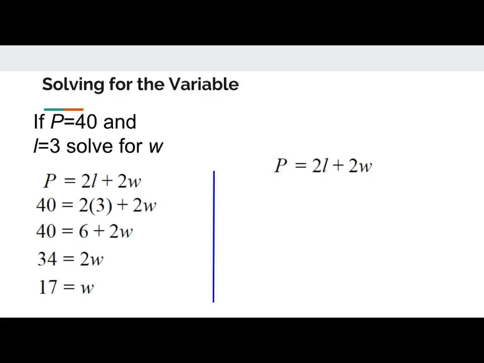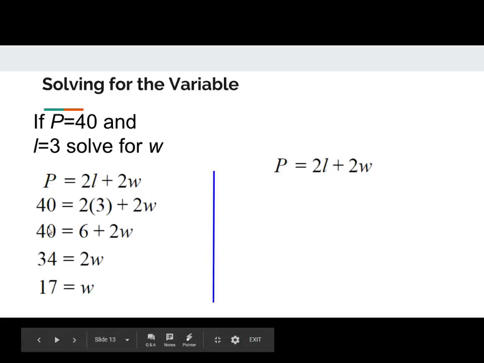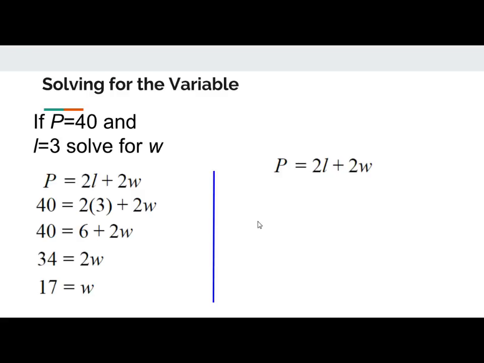So what we're trying to do is get W by itself so we don't have to solve it every time. I'll show you what I mean. We're going to do the same operations. To get W by itself here, once we substituted those numbers in, we subtracted 6 from both sides of the equal sign. We do the same thing here. We want to get W by itself, so we're going to subtract this 2 times L. Whatever 2 times L is, we're going to subtract it away. So we're going to subtract 2L from both sides, just like we subtracted 6 from both sides here.